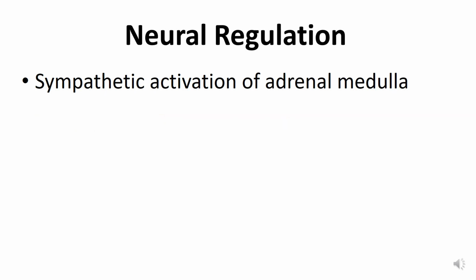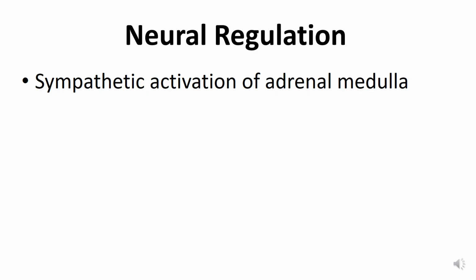Neural regulation allows the endocrine system to respond with incredible speed. Instead of waiting for chemical changes in the blood, the nervous system sends direct signals to endocrine organs. This creates rapid, coordinated responses during stress or emergencies. One of the best examples is the adrenal medulla.